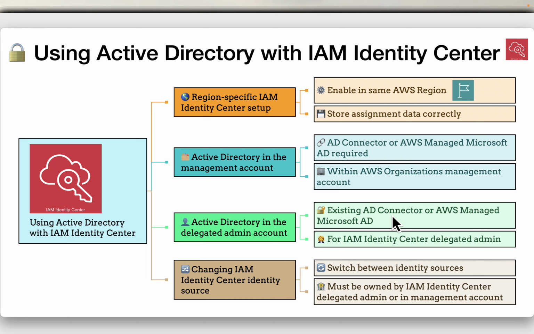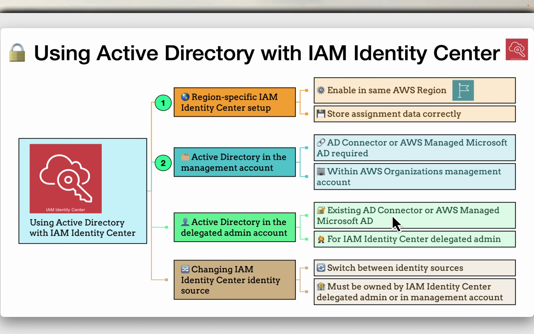Okay, using Active Directory with IAM Identity Center. This is because Active Directory is used in corporates a lot, so that's why there's this specific slide for that. One, region-specific Identity Center setup. IAM Identity Center must be enabled in the same AWS region as your AWS managed Microsoft AD directory, ensuring that assignment data is stored in the correct region.